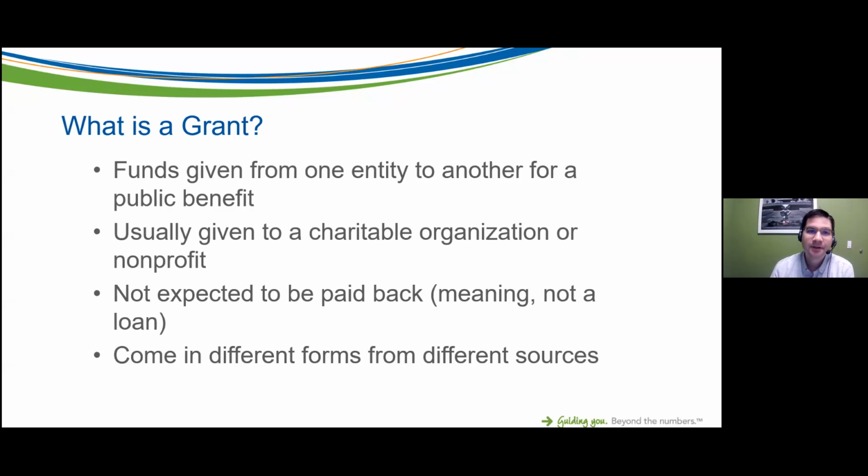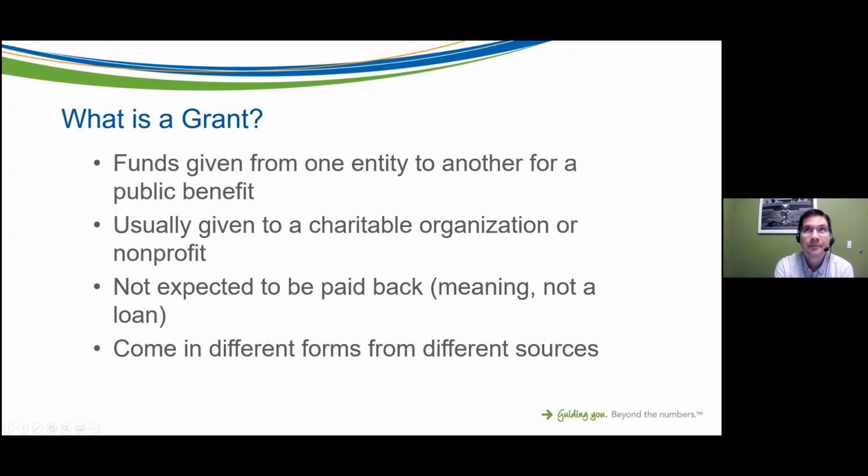Grants are kind of nebulous. They can be a wide range of sources. They're not really a cut and dry thing, but for the most part, when you think of a grant, you're receiving money that you're not going to be paying back and you're going to be using for some purpose.